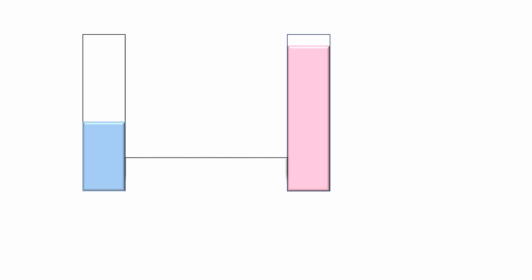Okay, now we connect the two containers with a pipe. Look at what happens. The water starts flowing from the pink side to the blue side. That is because water always tries to go from a higher level to a lower level. After a little while, both the containers now have the same amount of water. Look, no more water is flowing because the levels are equal. There's no reason for the water to move anywhere.